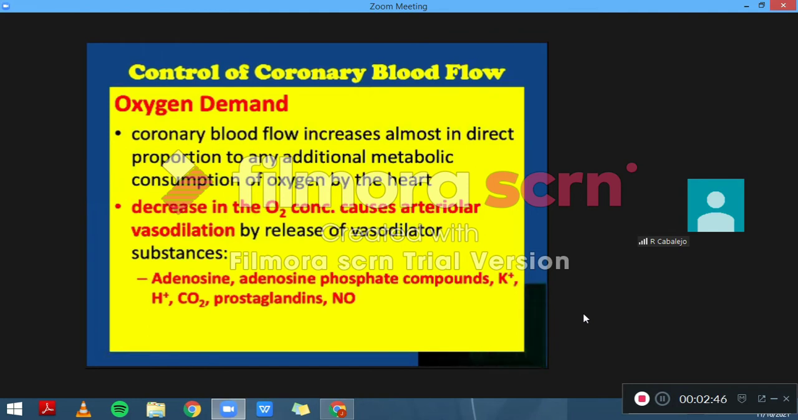The second control would be, when you talk about oxygen demand, let's say you have decreased oxygen concentration in your heart in hypoxemia. This would cause arteriolar vasodilatation by release of potent vasodilatory substances like adenosine, which is a very potent vasodilator. You also have release of adenosine phosphate compounds, potassium ions, hydrogen ions, carbon dioxide, prostaglandin, and nitric oxide. So these will all promote coronary arteriolar vasodilatation.